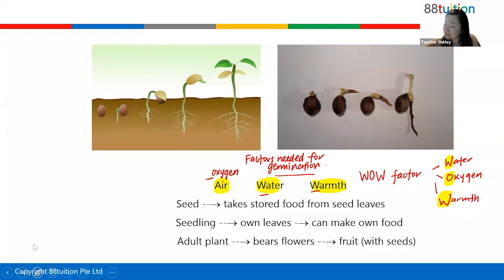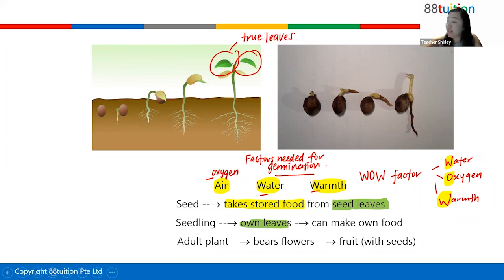Right? So where does the seed get its food from? It gets its food from the stored food in the seed leaves. This is very important. It takes stored food from the seed leaves. Actually the plant has seed leaves, which provide it with food and nutrients. Then the seedling will grow its own leaves, so it can make its own food, right? The seedling has its own leaves, because if you see, the seedling has grown leaves already. See, these are what we call the true leaves.